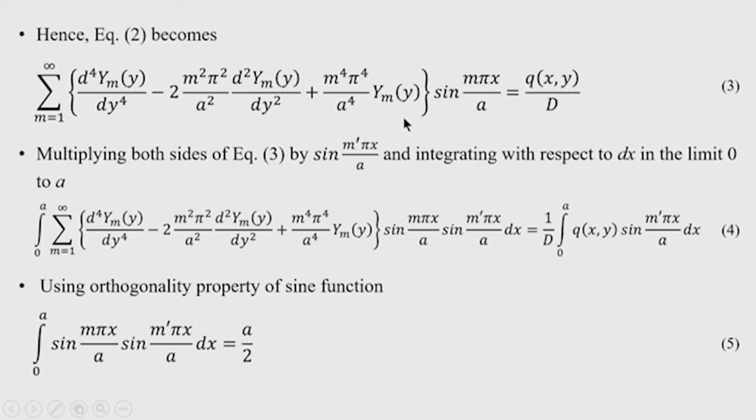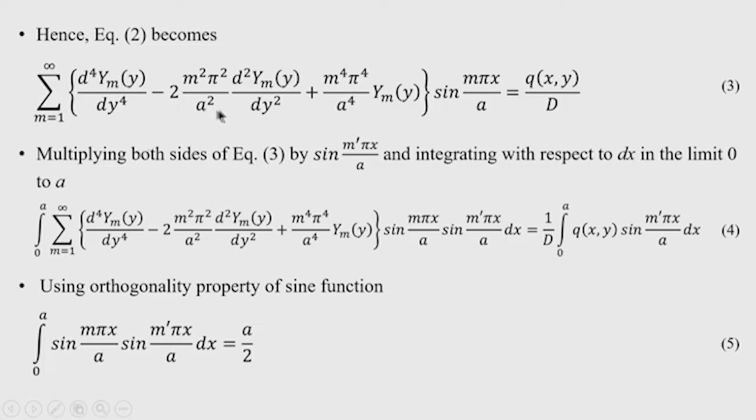Now, our intention is to solve this differential equation, but we have to get rid of this summation term. There are 2 ways: you apply the orthogonality condition to get rid of the summation term, or you can express q x y in terms of a Fourier series and then compare like terms to get the coefficient. Both are the same and will give the same results. Here we have proceeded from first working principles.